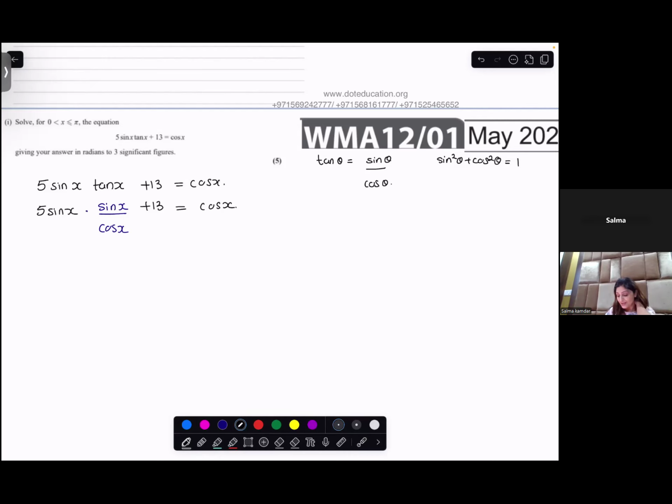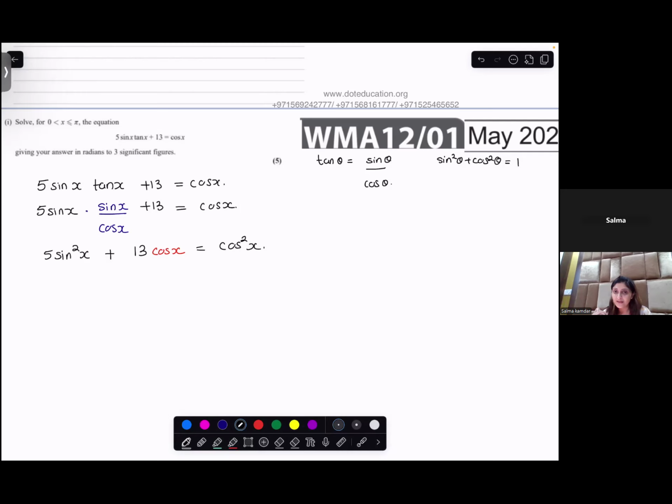I would try to get rid of the denominator, so I'm multiplying both my sides by cos x. So what I get is 5 sine. If you see over here, this is sine x and sine x. It's going to make it 5 sine square x plus 13 because I'm multiplying both the sides. So this would become 13 cos x and it is equal to cos square x.